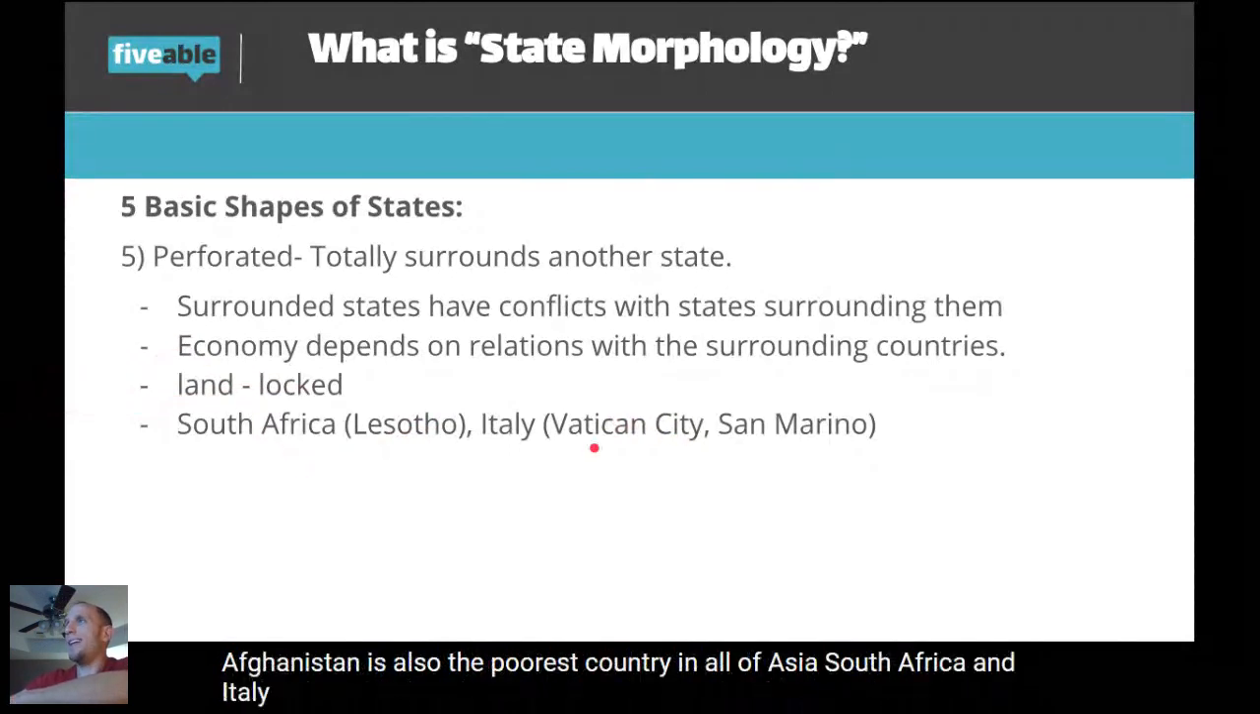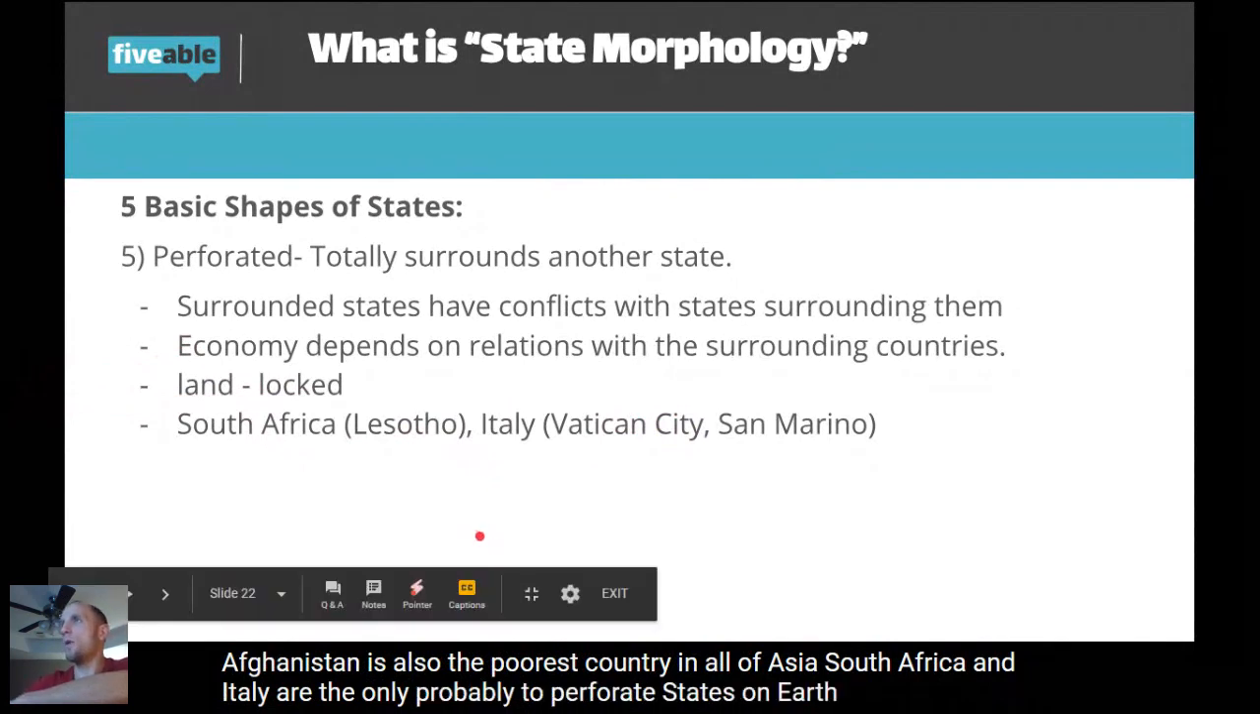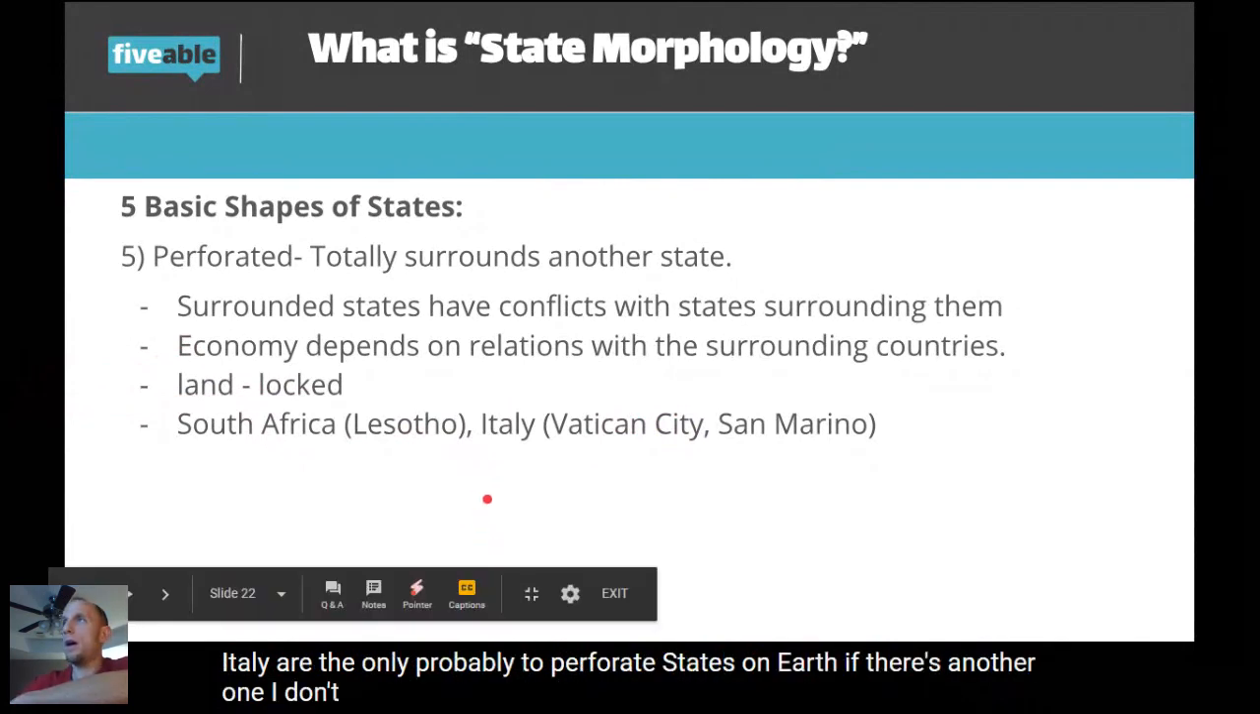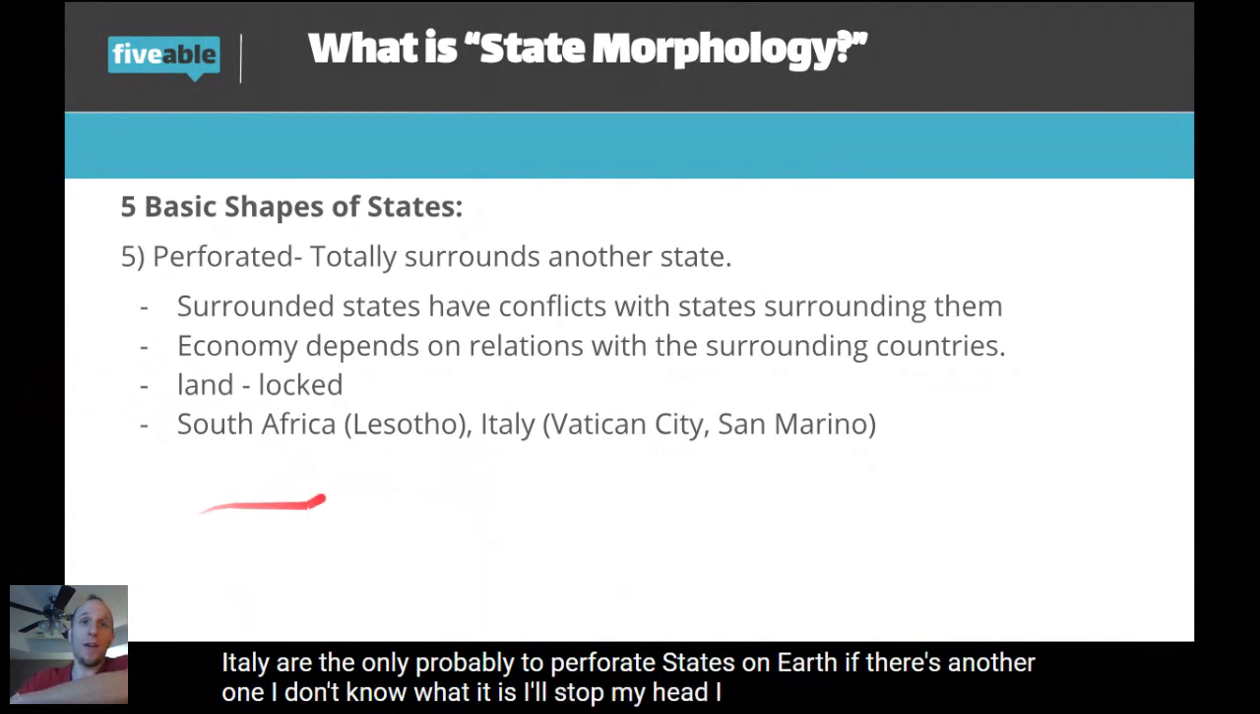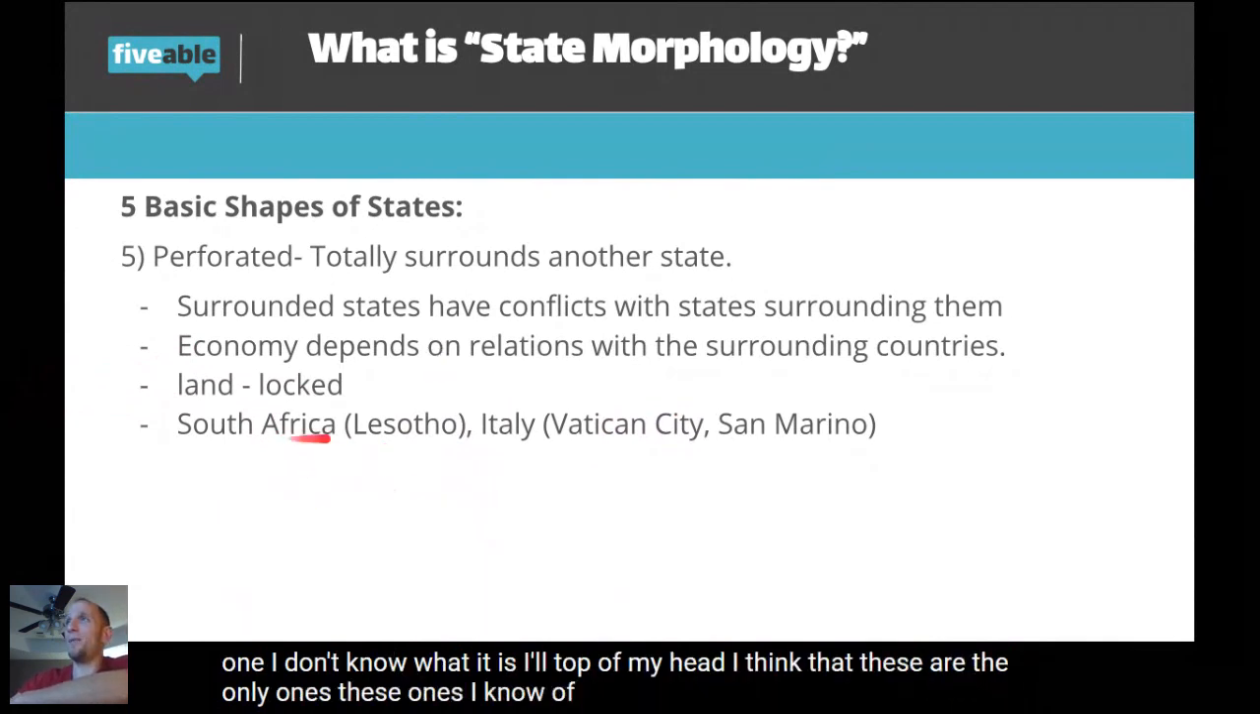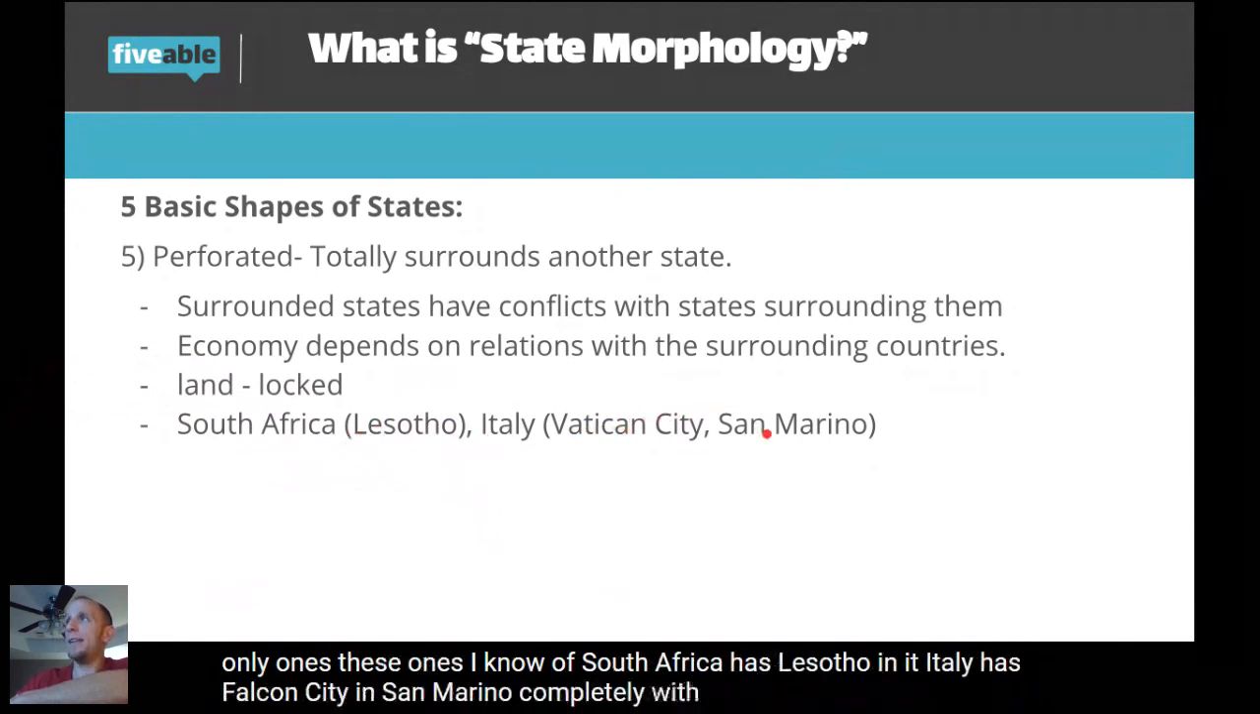South Africa and Italy are probably the only two perforated states on Earth. If there's another one, I don't know what it is off the top of my head. I think these are the only ones I know of. South Africa has Lesotho in it. Italy has Vatican City and San Marino completely within its boundary.